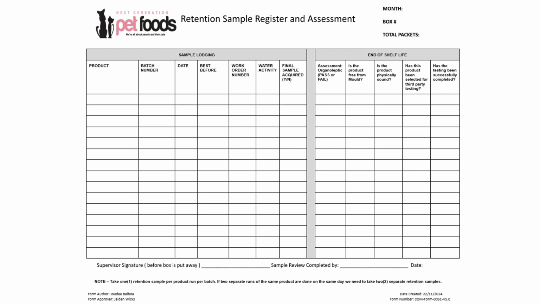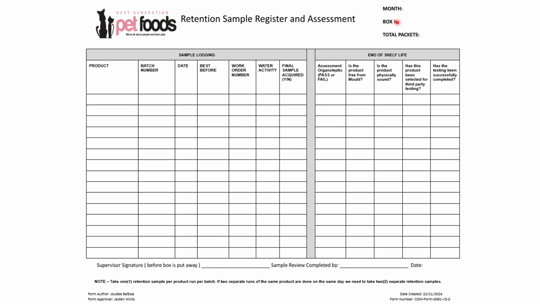Now on to our retention sample register and assessment form. You only need to worry about the sample lodging area. The end of shelf life area is for the QA team to complete. After you have your retention samples labeled, it's time to store them away. If you're starting a fresh page, input the month and what box number it is. If it's box 1 or box 2, etc.